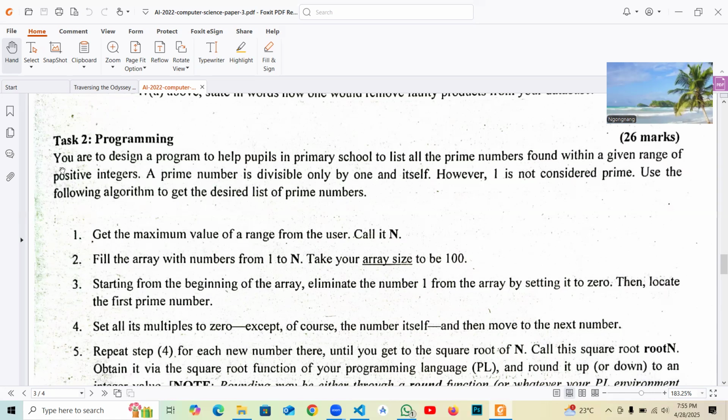So, generally speaking, we are told that in task 2, programming, we are going to write a program that will help a primary school child list all the prime numbers found within a certain range of numbers that the child will put in. And we are told, in case you have forgotten, that a prime number is a number that can only be divided by 1 and itself. And 1 itself is not a prime number. It's true, because 1 divides every number. Any number divided by 1 goes. So it's not a prime number.